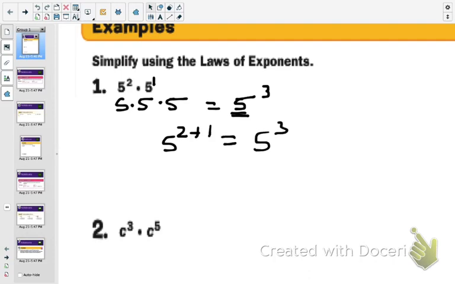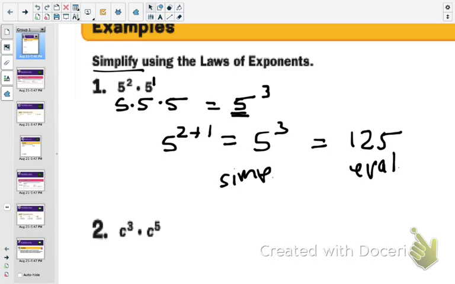Now when it says simplify, usually it wants you to leave it in exponent form like this. If it said evaluate, then you would want to keep going and say, what is 5 to the third? Well, that's 5 times 5, which is 25, times another 5, which is 125. So usually simplify means this one. Evaluate is wanting something like that.